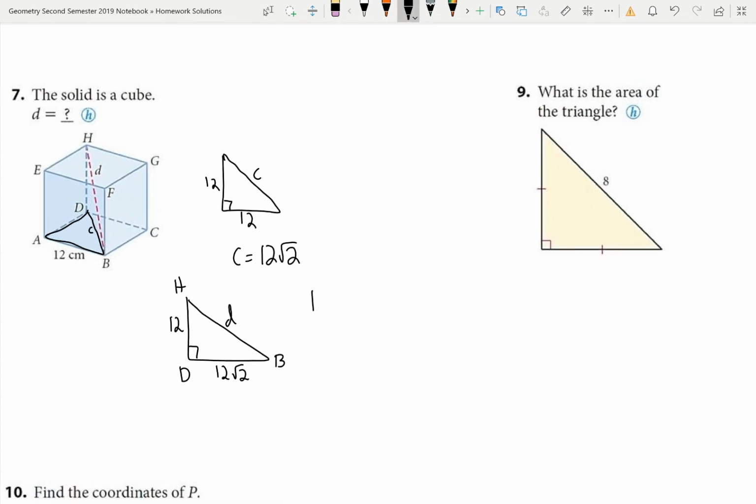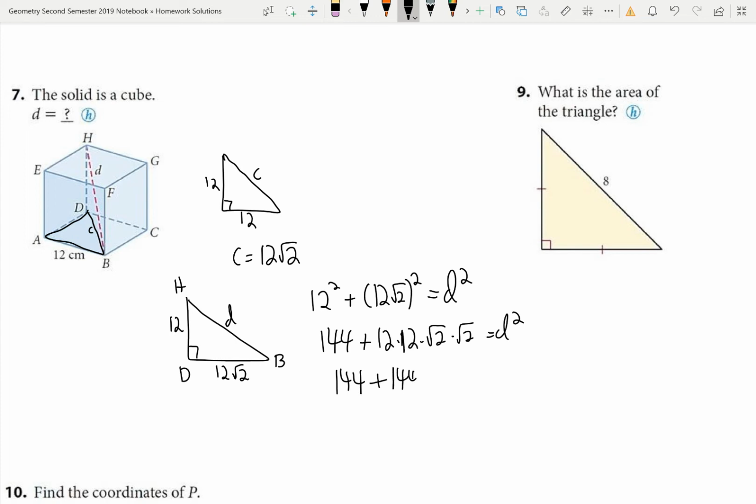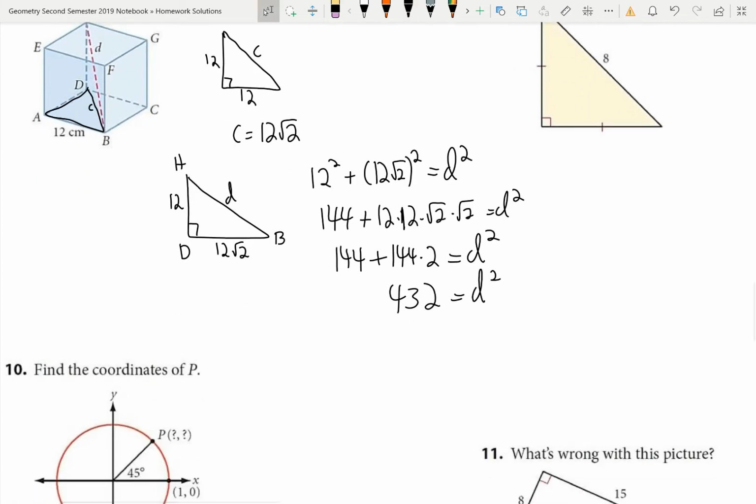So this is a right angle, so 12 squared plus 12 root 2 squared equals d squared. So that's going to be 144 plus, and 12 root 2 squared is 12 root 2 times 12 root 2. So this is 12 times 12 times root 2 times root 2 equals d squared. So that's going to be 144 plus 144 times 2, which ends up being 432. And so the square root of 432 is equal to d.